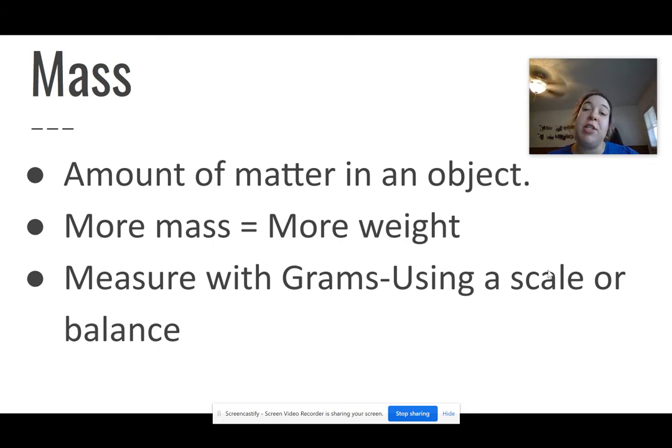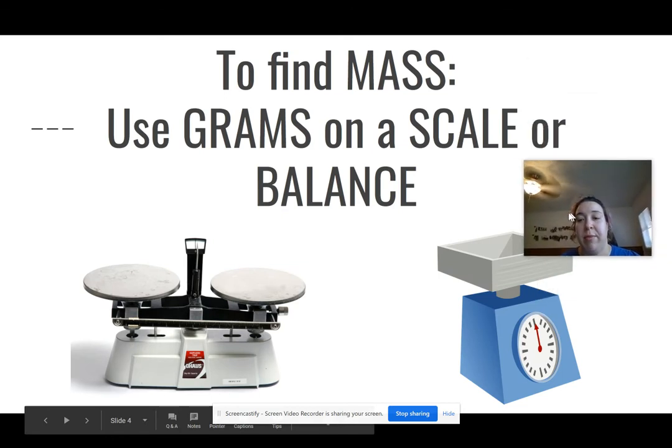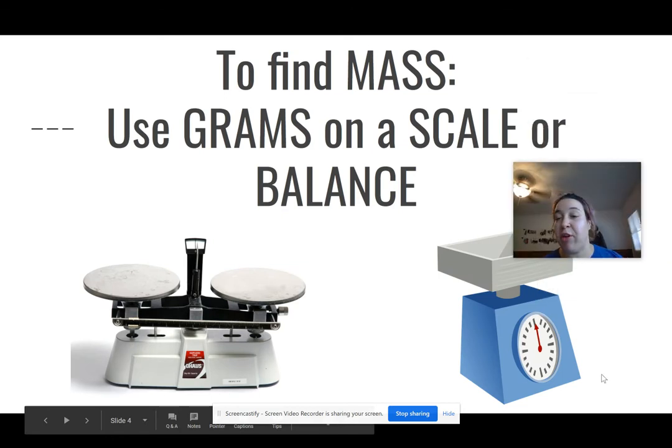We measure grams usually using a scale or a balance. And so I'm going to show you some examples of those right here. It says or. I'm going to just cover up the balance a little bit. Sorry, my head's real big. Anyway, so to find the mass, we're going to use a scale or a balance. So this right here is a balance. We will use those a couple of times in the classroom.